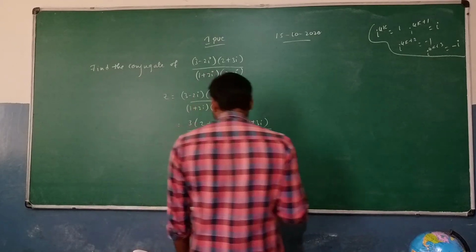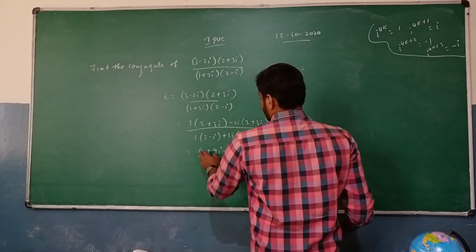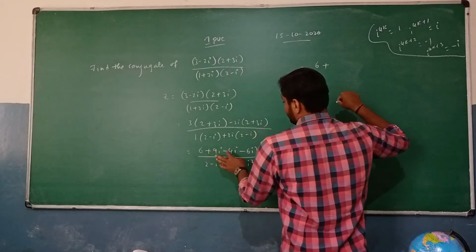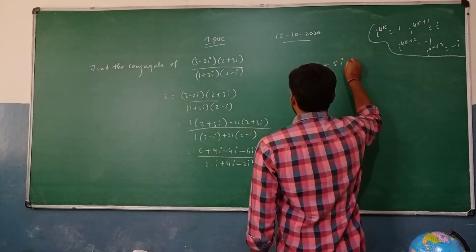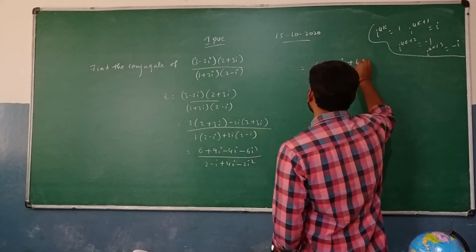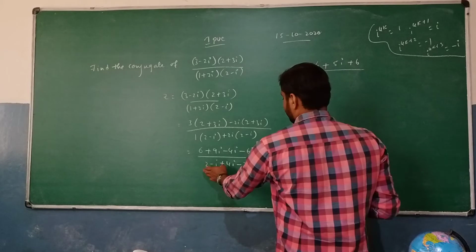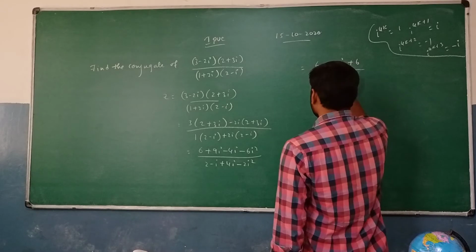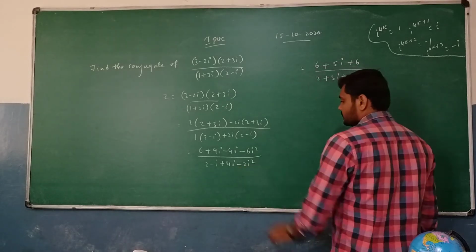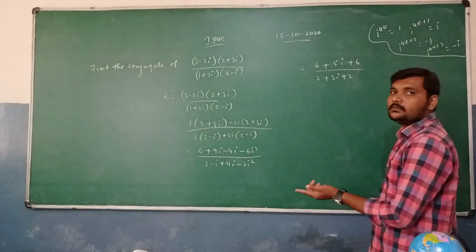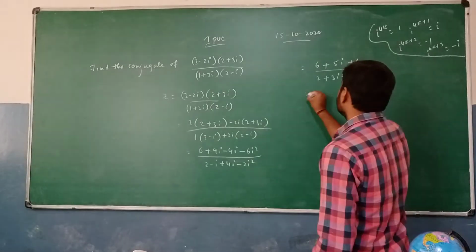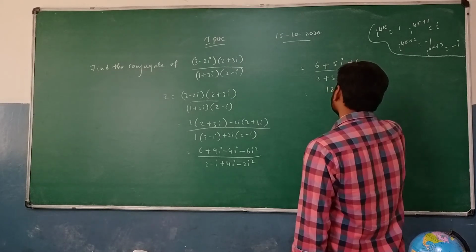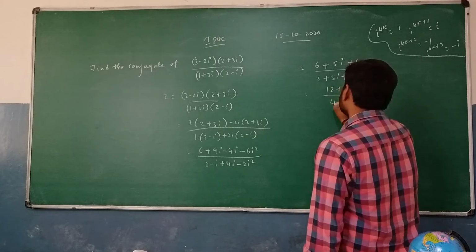Okay, so first we need to solve these things. So 6 plus 9i minus 4i, that's going to be 5i. Minus 6 into minus 1, that's going to be plus 6. In the denominator, 2, then 4i minus i, that's going to be plus 3i. Plus 2, i square is going to be minus 1, minus 2 into minus 1, that's going to be plus 2. Here we can write 6 plus 6, that's going to be 12 plus 5i divided by 4 plus 3i.